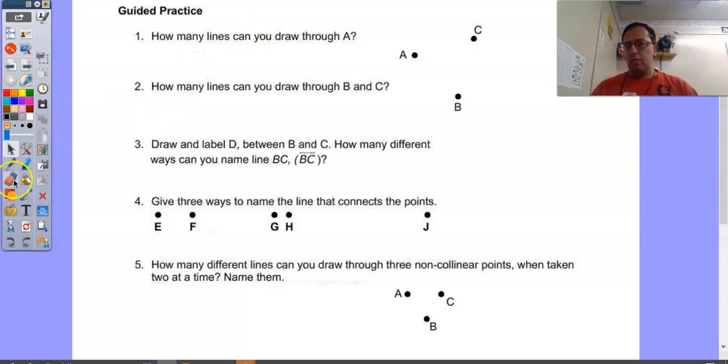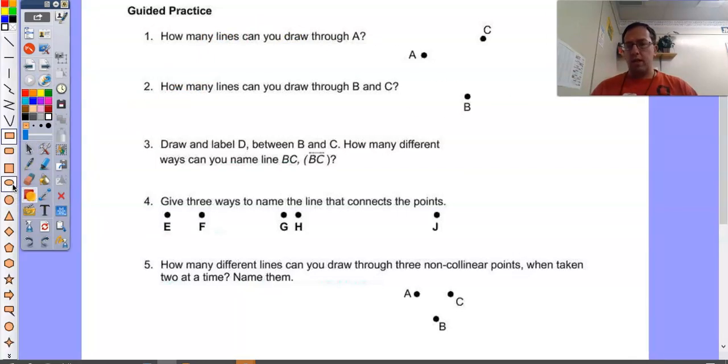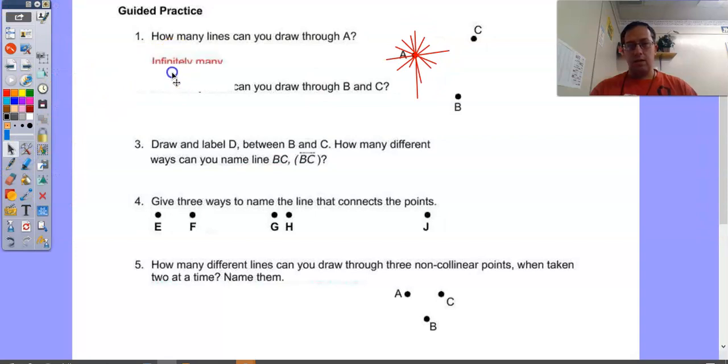How many lines could we draw through point A? Well, let's see. Give me a line tool. Okay, so point A, I could draw that one, or that one, or that one. That one. How many lines could we draw through point A? Well, I could actually draw a lot of lines there. I could draw infinitely many lines through point A.